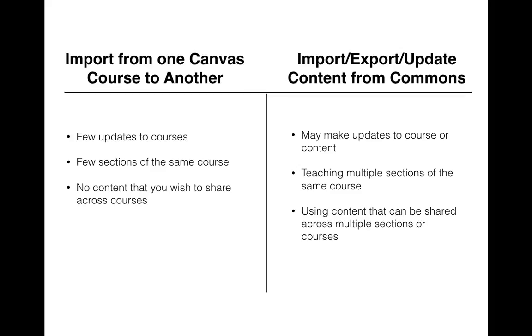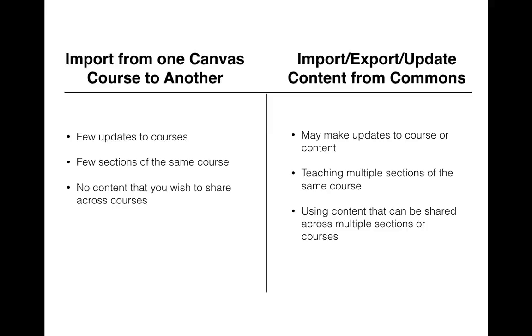Additionally, if I'm teaching multiple sections of the same course, if I'm teaching four 1406 courses, four Biology 1406 courses, then I might want to just build one of them out as my quote-unquote master version of that course, share it to the Commons, and import that into all of the other courses.